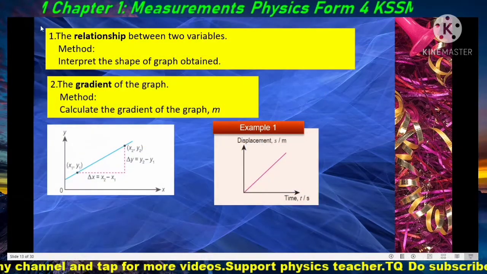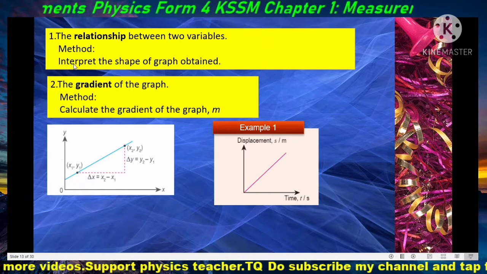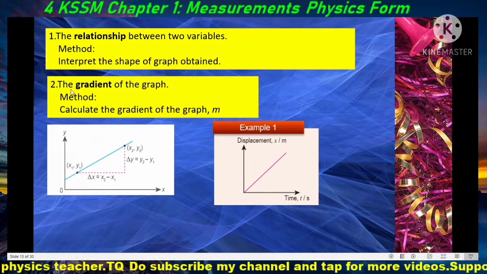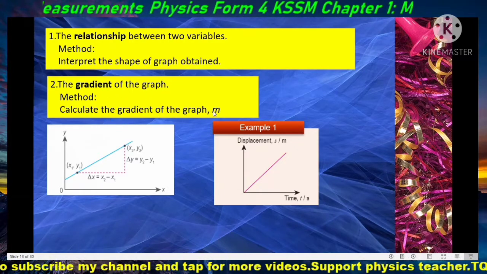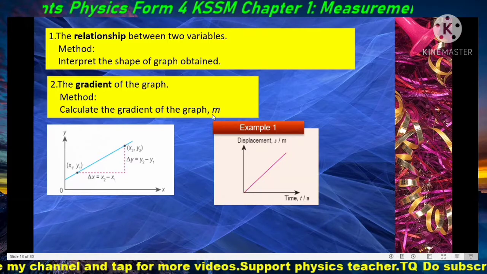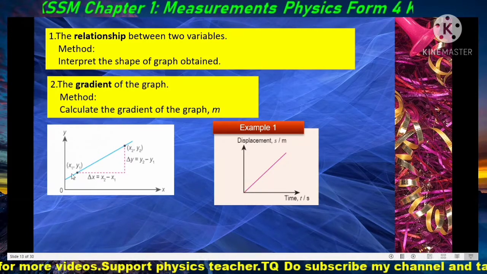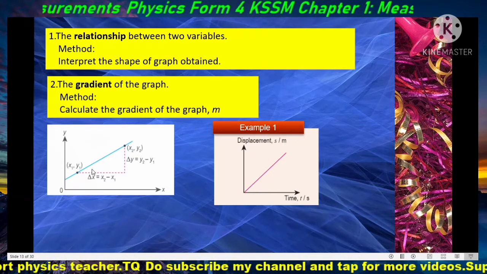Okay, the first one, relationship between two variables. The method we have just discussed is to interpret the shape of the graph obtained. The second one, the gradient of the graph. The method is to calculate the gradient of the graph, m, by using the mathematical formula that we discussed earlier. Let's look at this graph. How to determine the gradient of the graph?